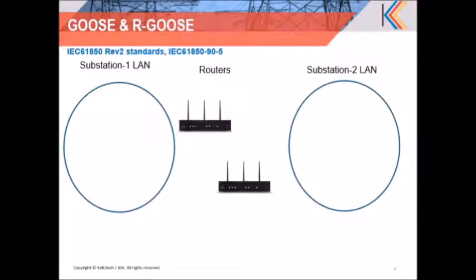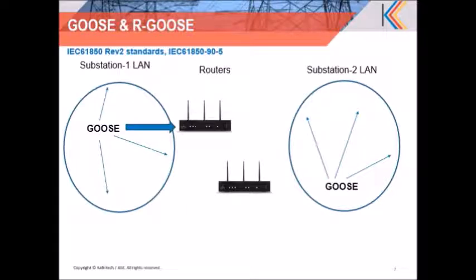Moving on to the difference between GOOSE and R-GOOSE. Edition 2 of the 61850 standard and 61850 9-2-5 dealt with the R-GOOSE scenario. So let's see. If you want to transmit a GOOSE, these are two substations. GOOSE 1 is sent within the substation, and it reaches the router and stops there. It will not go further, and for substation 2 also it reaches the router and gets stopped there, because it is completely mapped onto the Ethernet layer. It cannot pass the routers directly. So that is the concept of GOOSE.